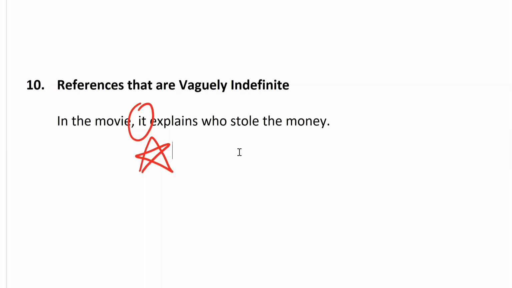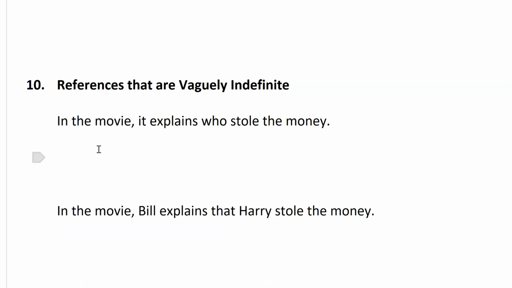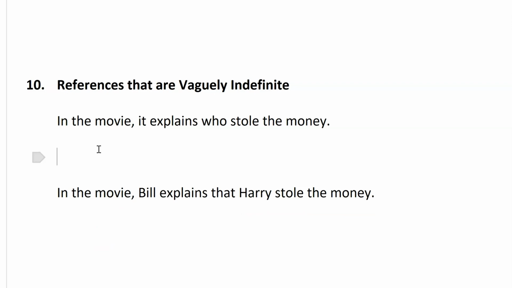In the movie, it explains who stole the money. Well, who explains who stole the money? Does the movie explain? How does the movie explain who stole the money? Is there a character? Is there a narrator? What happens here? So perhaps with a few more seconds of thought, you would say, in the movie, Bill explains that Harry stole the money, right? And this tells me the full story.